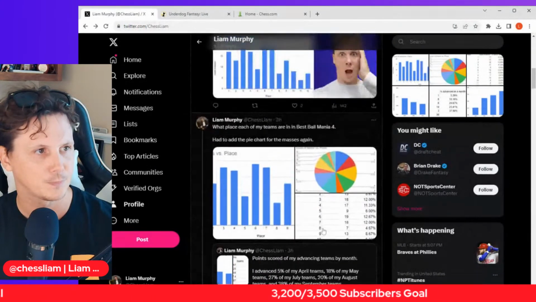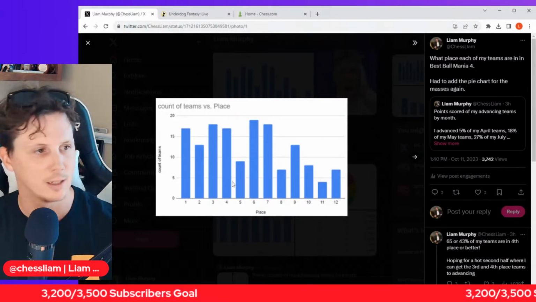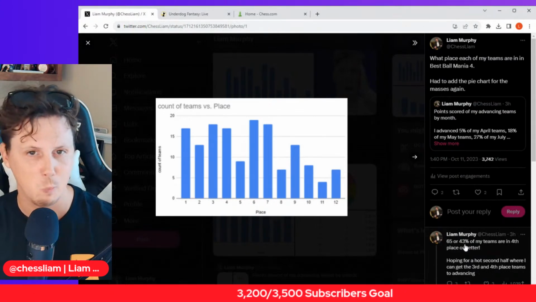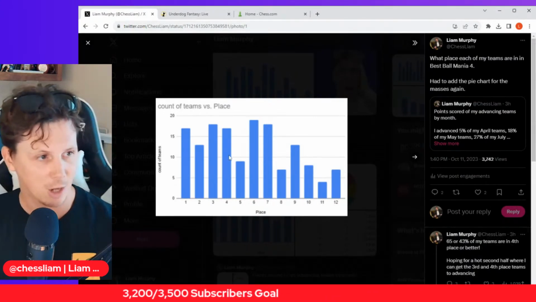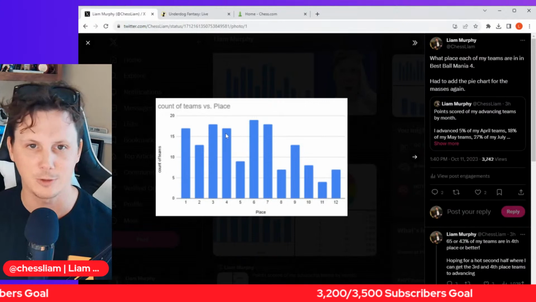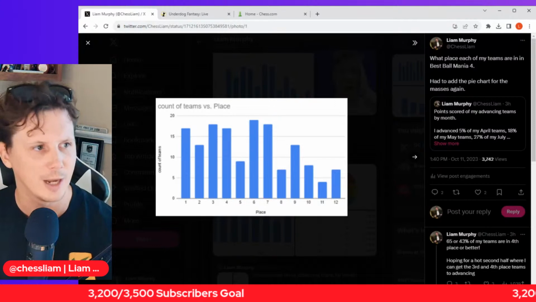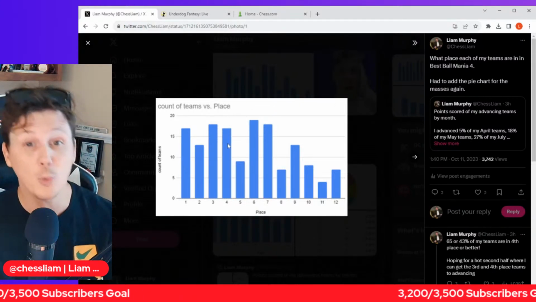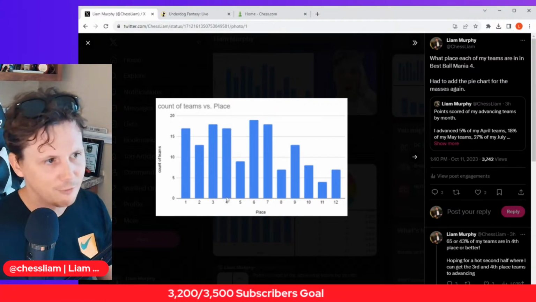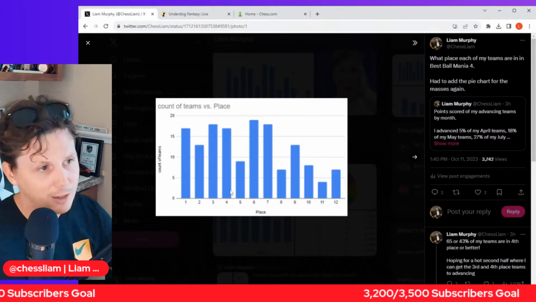Last graph. This is what place each of my teams are in the contest. I note here that 65 out of 150, or 43% of my teams, are in 4th place or better, which is awesome, right? Now, all 4th places are not equal. I have some 4th place teams that are 100 points away from advancing at the moment, and some that are 2 points away. So maybe it evens out in the wash, but I like to see that 43% of my teams seem to have a shot at advancing.